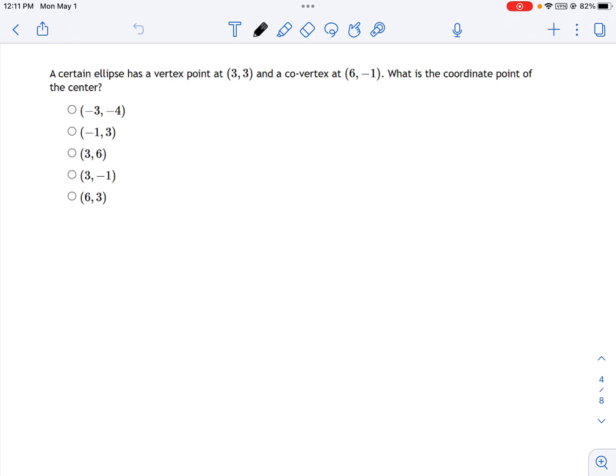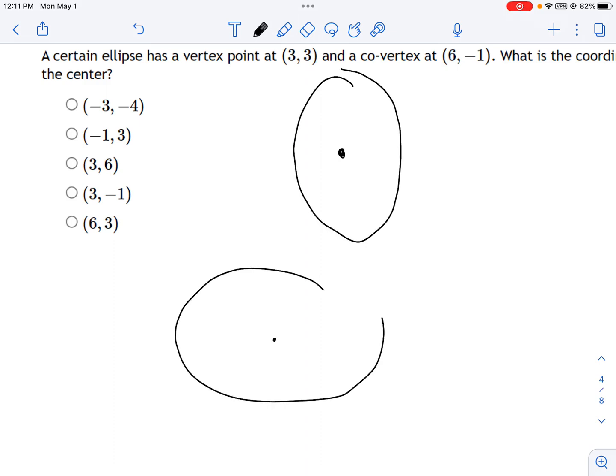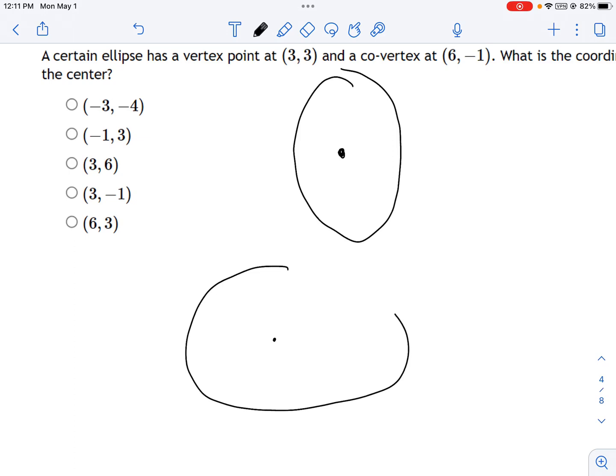Well, first off, you've got to know a little bit about ellipses to make this work. For any ellipse, you have a center point, right? And then you have either a vertically oriented ellipse or a horizontally oriented ellipse. We'll just shift the center. It's fine. Okay, so one of these two cases.